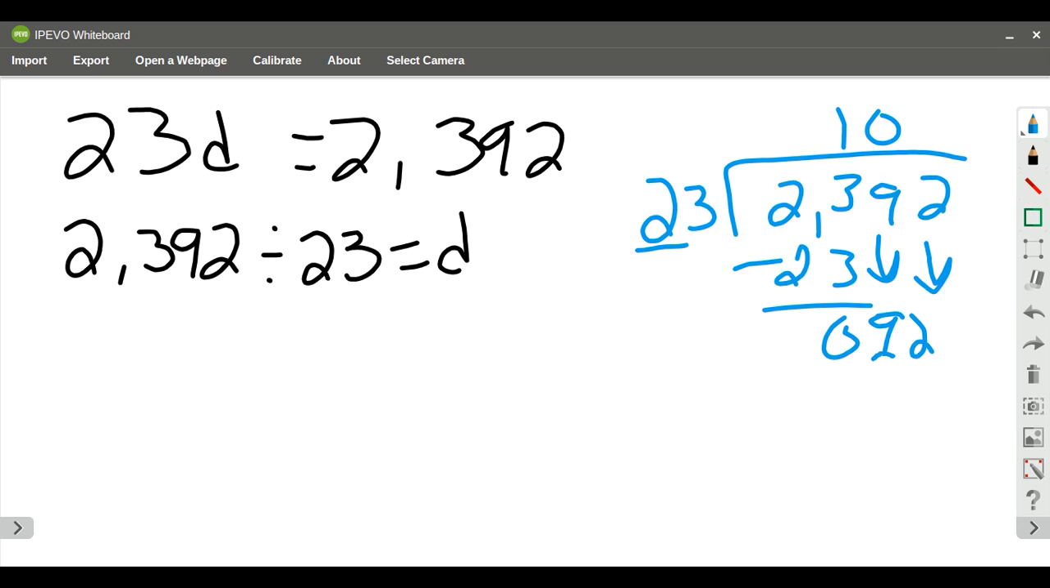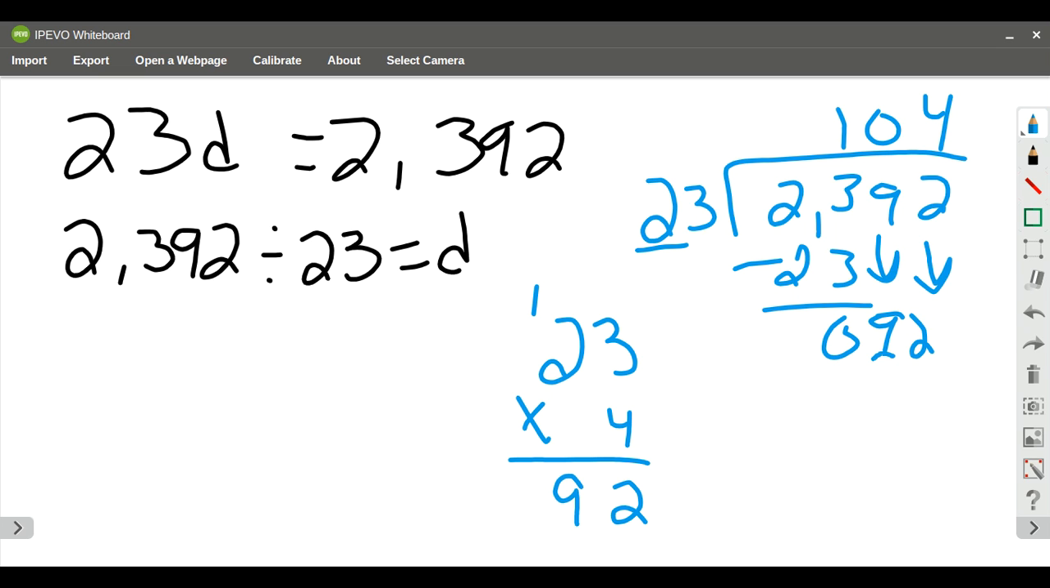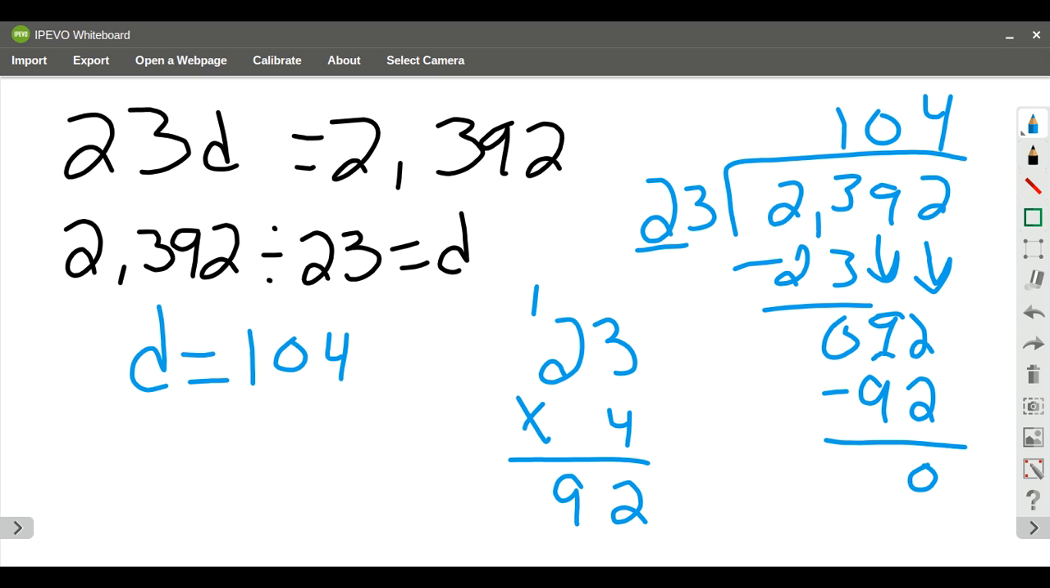2 goes into 9 about 8 times. So let's see what happens if I do 23. I'm sorry, not 8 times. It goes in there about 4 times. So I'm going to do 23 times 4. 4 times 3 is going to be 12. I regroup the 1. 4 times 2 is going to be 8, plus 1 is going to be 9. So it's going to go in there 4 times. 23 times 4 is 92, leaving 0. So d is going to equal 104. All right, let's take a look at my next one.